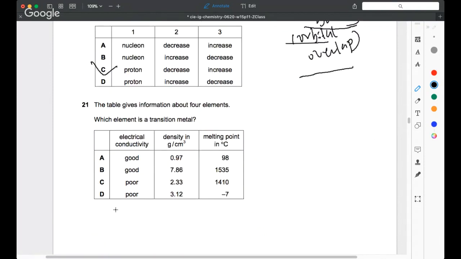Question 21. A transition metal should have good electrical conductivity because it's a metal. It should have a high density and a high melting point. So here, the answer is B.